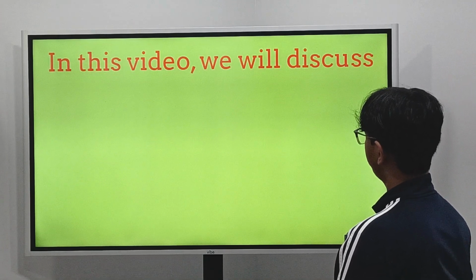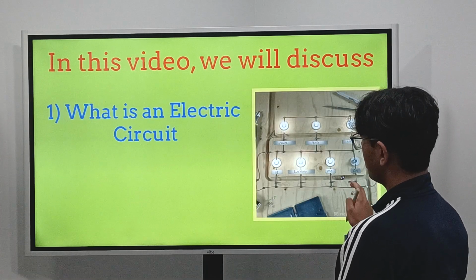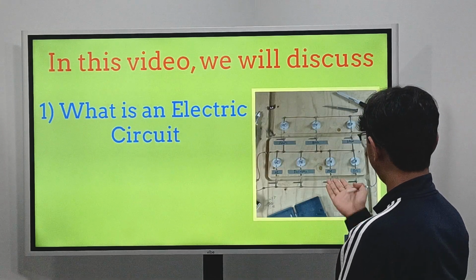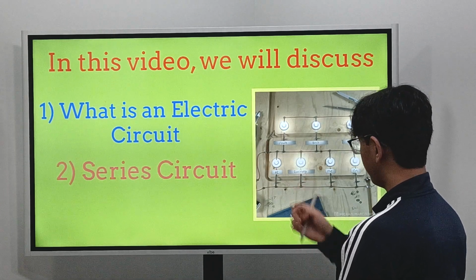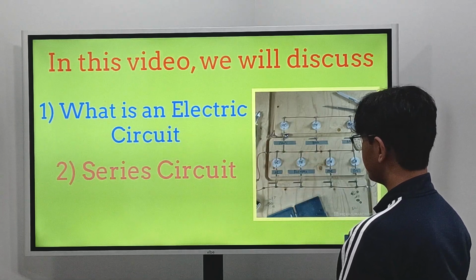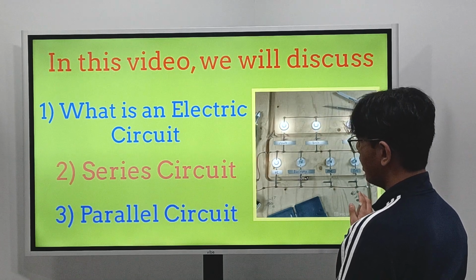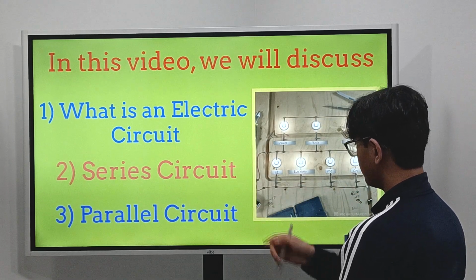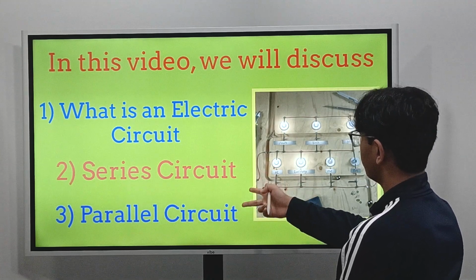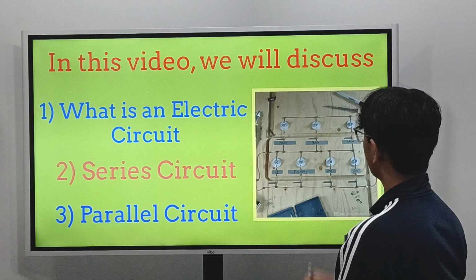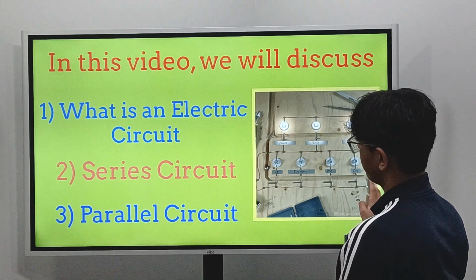So in this video, what are we going to discuss? We're first going to go over what is an electrical circuit, something that will look like this. Second, we're going to go over what a series circuit is, which is a type of electrical circuit. And third, we're going to go over what a parallel circuit is. Both of these are the most common types of circuits that you're going to see. And this is basically what we're going to be covering inside of this video.